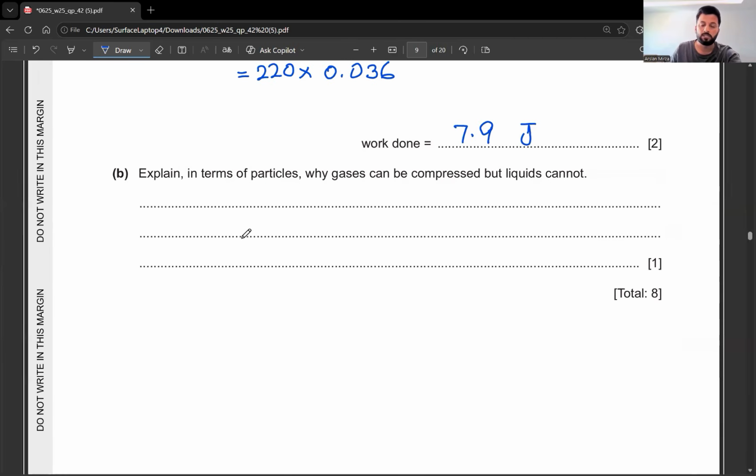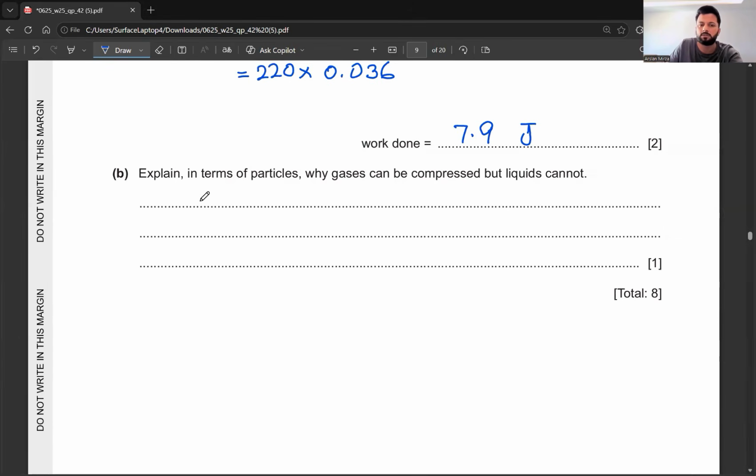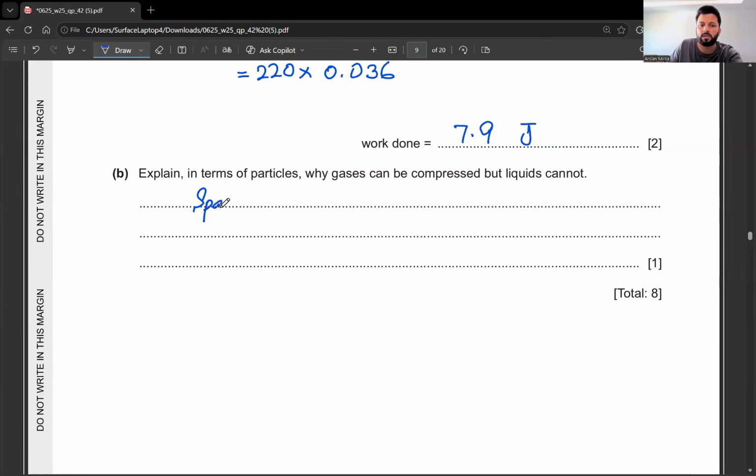Last question, last part of the question 4. Explain in terms of particles why gas can be compressed but liquid cannot. It's very simple. There is a large space between the gas particles, distance between the gas particles is larger. So space between gas particles is greater. Because it is 1 mark, so no need to write about the liquid. So just write this line, you will get 1.